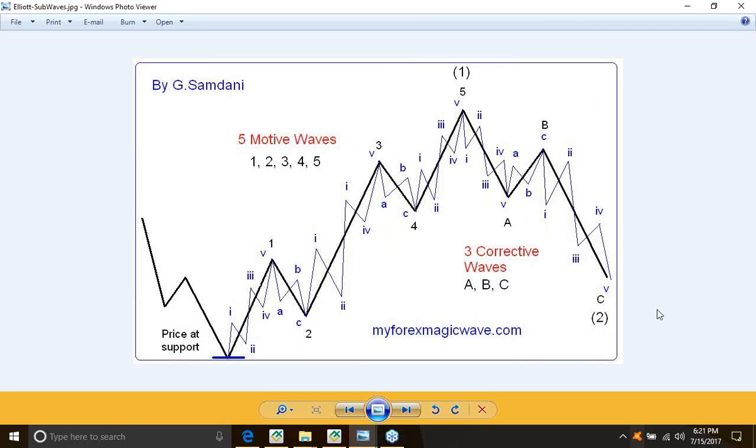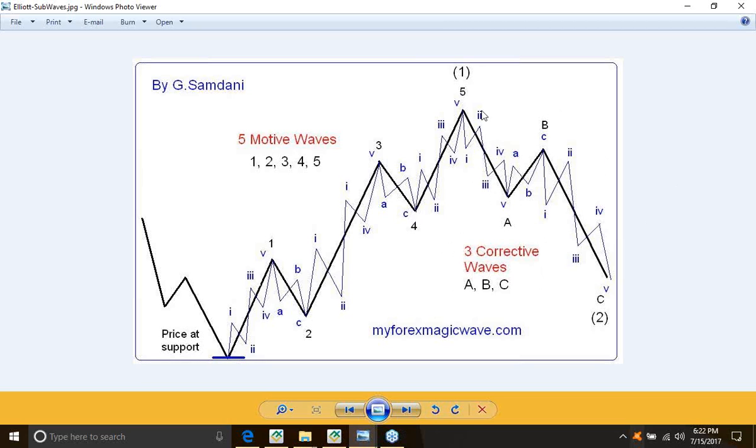ABC. Now understand this, or make a note if you want, that this ABC correction is in 3 waves, right? A lot of people say the correction is always in 3 waves. Yeah, fine. The correction is in 3 waves, like A, B, C. But wave A and wave C can also be impulse waves, meaning they can have 5 waves in each of them.